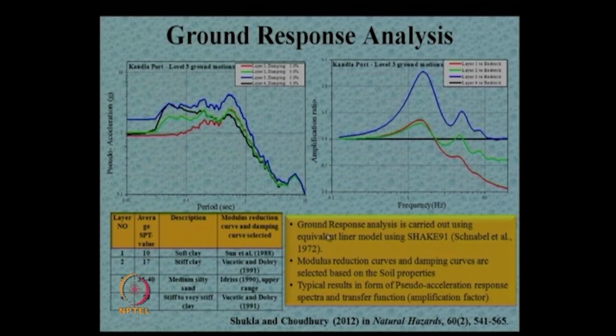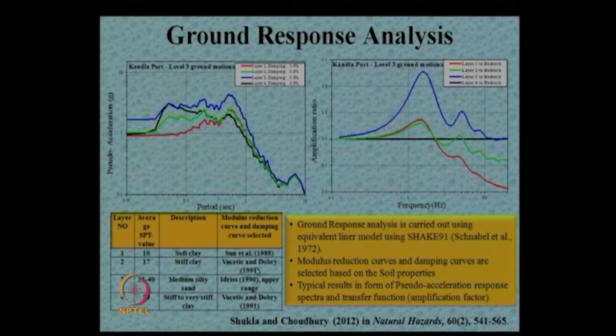And for doing the equivalent linear model, you should know the modulus reduction curve and the damping ratio behavior for each soil layer you are analyzing. Either you can use the proposed or available design curves that come with SHAKE. For this equivalent linear analysis, we used the model of Sun et al. 1988, which is valid for soft clay. Sun et al. have given for soft clay the G by G max versus gamma behavior and the damping ratio versus gamma behavior. That model we have used.